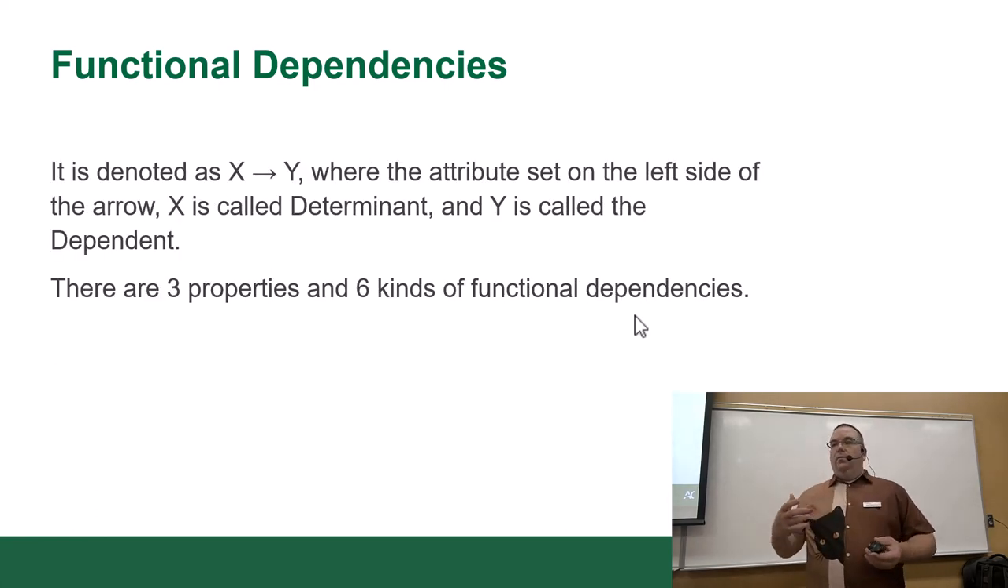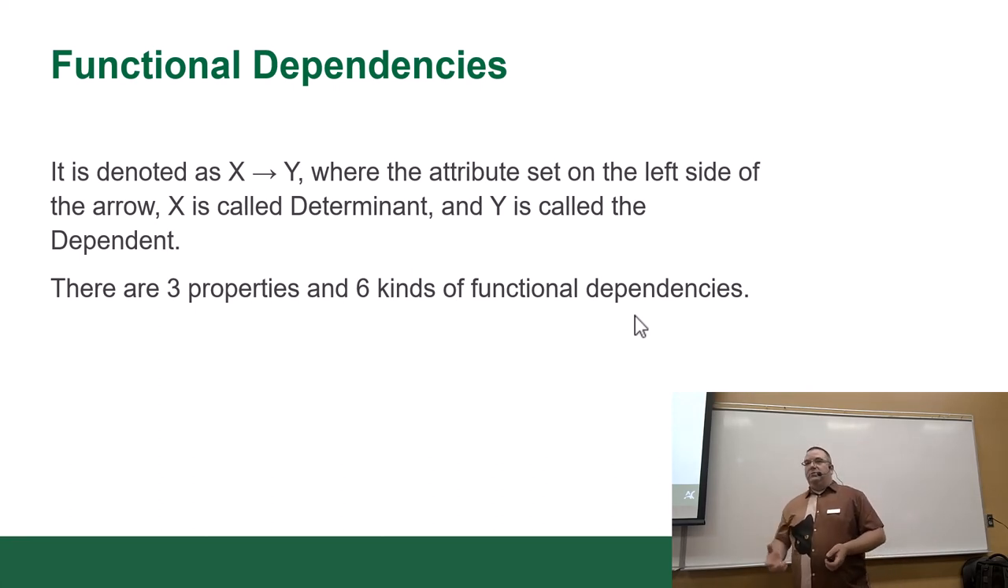So when we're talking about functional dependencies, there's actually a notation that exists for this. The example we've got on screen is X arrow Y. It's saying the attribute set on the left side of the arrow, in this case X, is known as the determinant. It determines the value of all the other attributes, in this case Y. So you have two sets in this. For this example, it's kept simple. There's only one value on each side of the arrow, but you can have multiple values on the left, multiple values on the right, multiple values on both sides. But specifically, when we talk about functional dependencies, there's three properties and six kinds of functional dependencies.